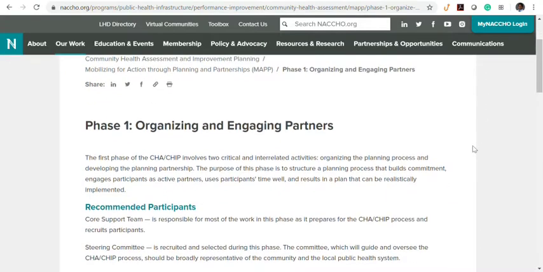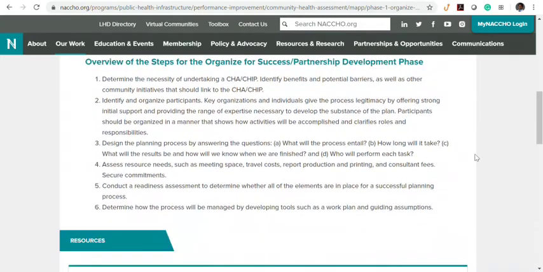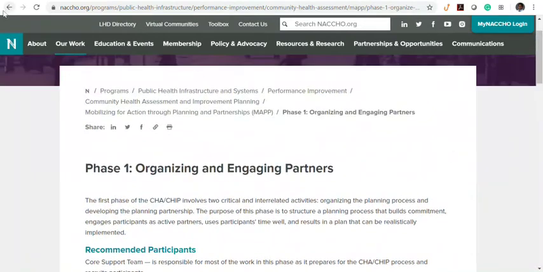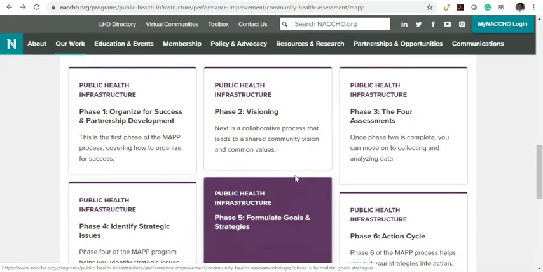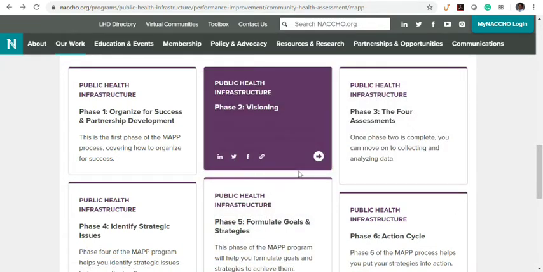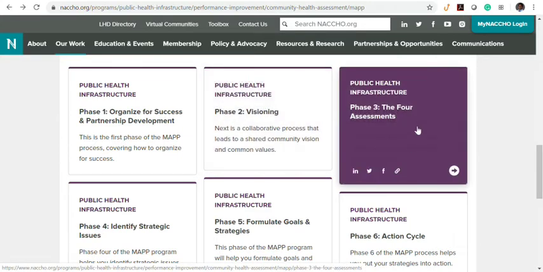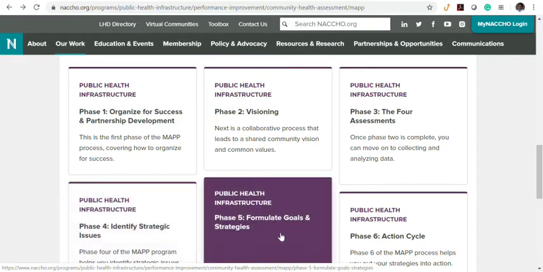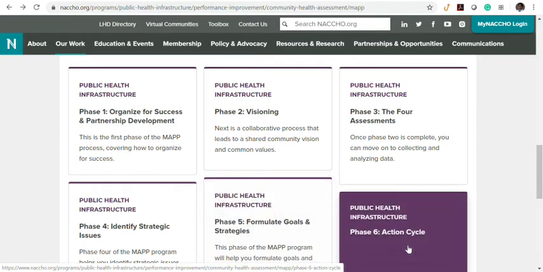You can look to see how you can organize this particular partnership in your community to address the question that we had. And then you can go to the next step to see, once you have organized it, how can you come up with a vision? What are the steps needed to come up with a vision for the set goals? Then the way that you can assess the progress. What are the assessment methods to see what the requirements are? Then identify certain strategic issues. What are certain things that you can do? Then come up with strategies and goals to implement it, and then the action cycle.